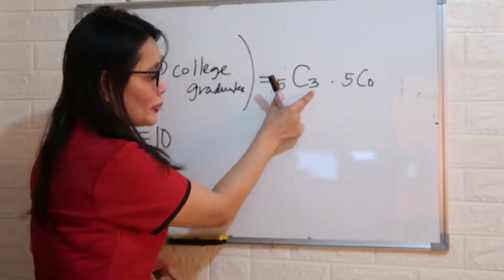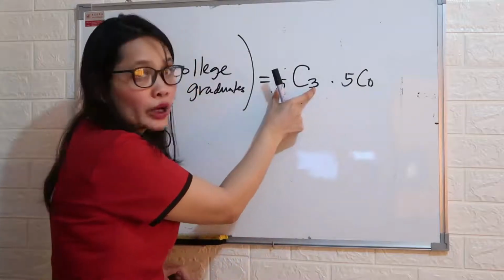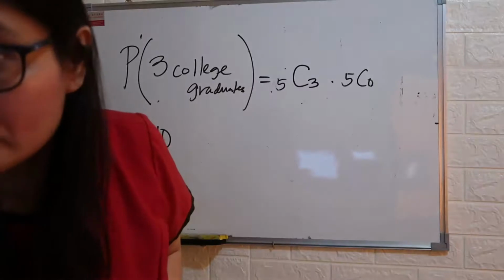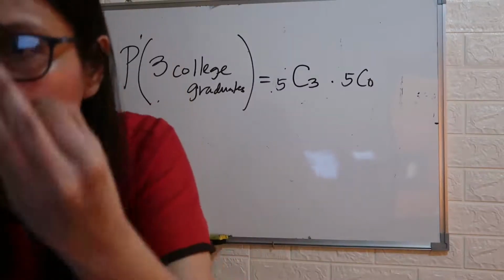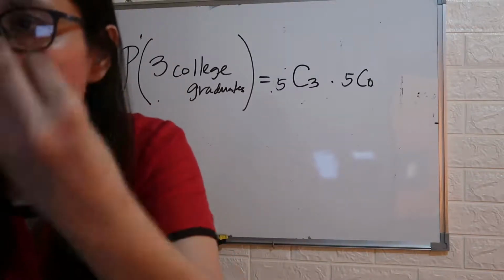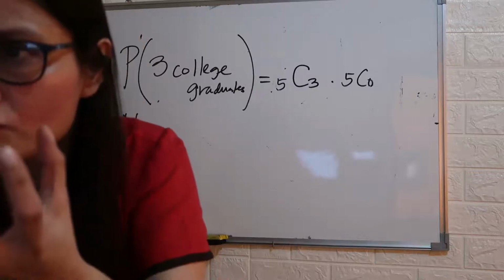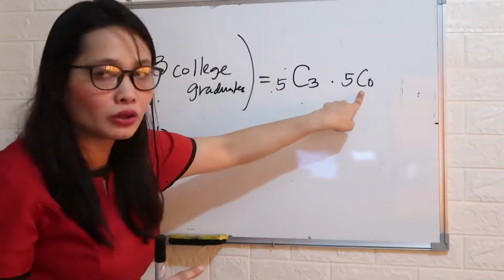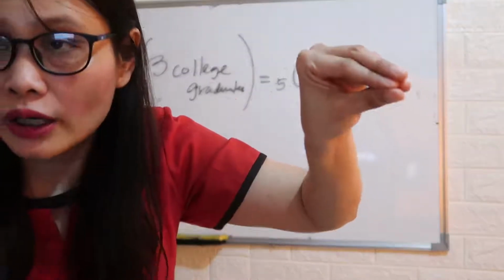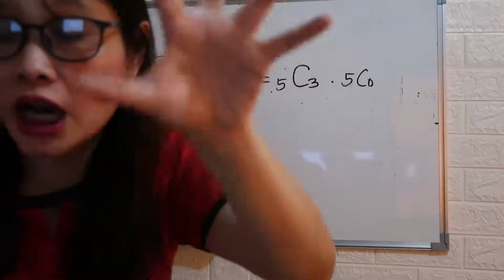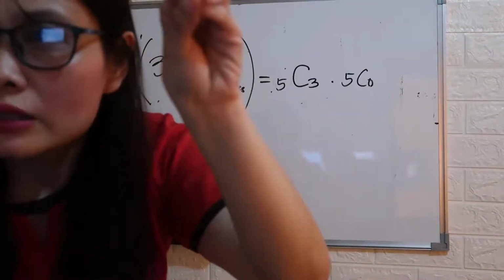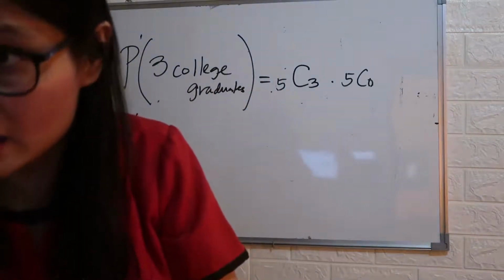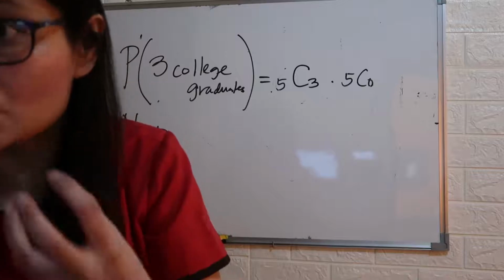So this is your first group, and this is your second group. Your first group deals with the main idea of the problem: what is the probability that the 3 applicants are college graduates? So 5 taken 3, multiplied by 5 taken 0. The other group is the 5 who did not complete college, taken 0 because we will not select the 3 applicants there. You won't choose anyone there, because the condition says the 3 applicants must be college graduates.